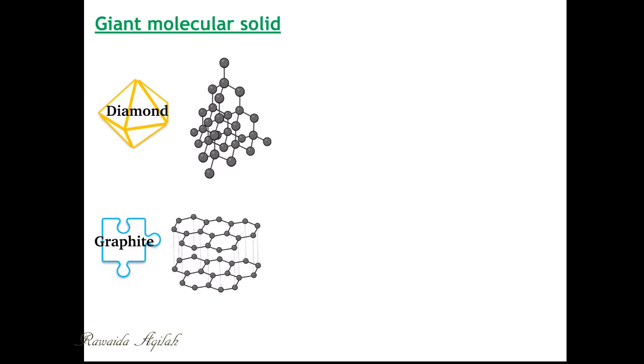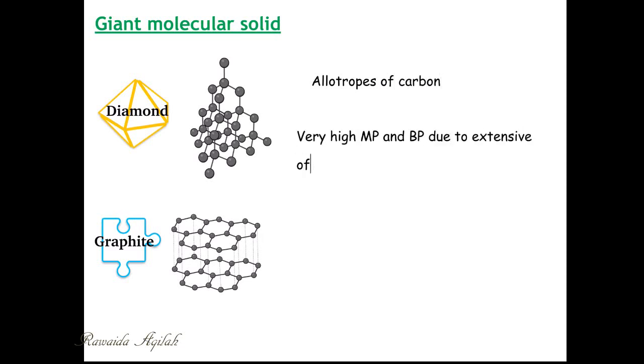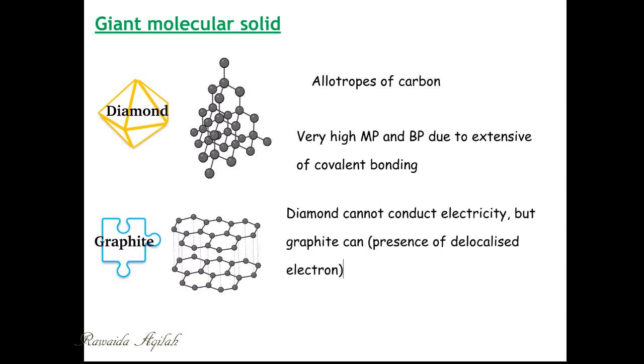Giant molecular solids are big molecules with extensive covalent bonding in their structure, which makes them have a high melting and boiling point. Diamond and graphite are allotropes of carbon, which are structurally different forms of the same element. The carbon in diamond is sp3 hybridized, while in graphite it is sp2 hybridized, which causes graphite to be able to conduct electricity due to the presence of delocalized electrons in unhybridized p orbitals. The layers of graphite are connected by London dispersion force.